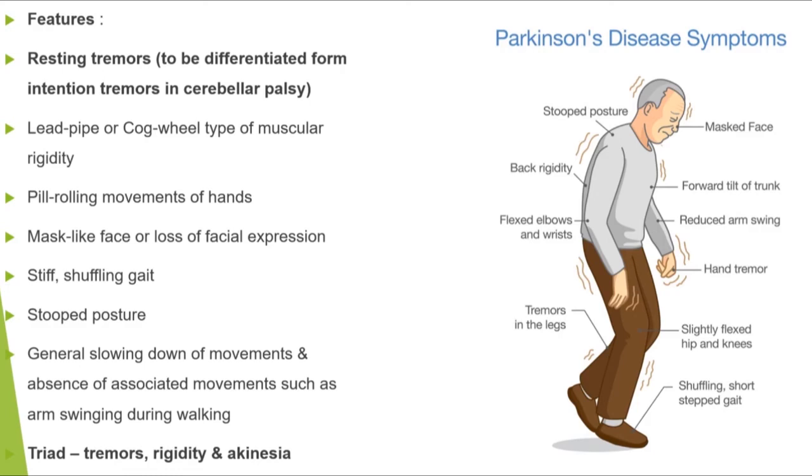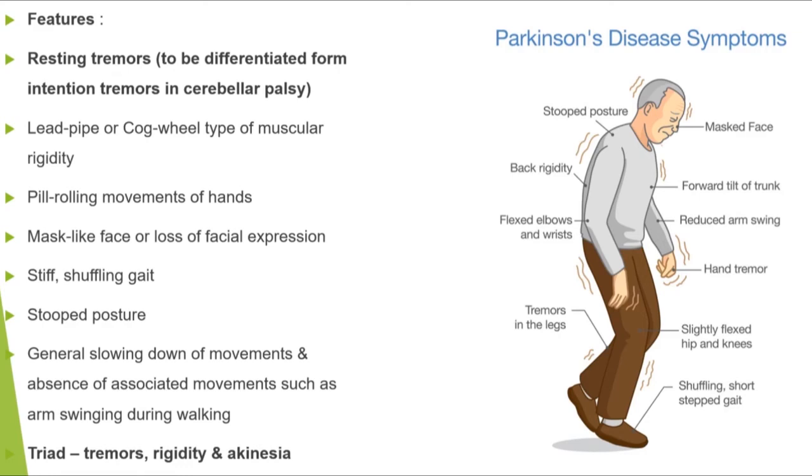Only when he wants to perform an activity or pick up an object, he has tremors, intention tremors. Whereas a Parkinsonism patient, even when he's at rest, presents with tremors. That's why it is known as resting tremors. He also presents with lead pipe or cogwheel type of muscular rigidity. If any of you have felt a lead pipe, it feels really rigid. So his muscles will feel like that, rigid.